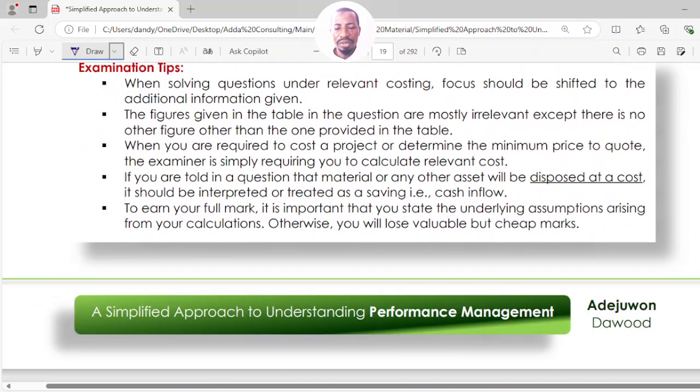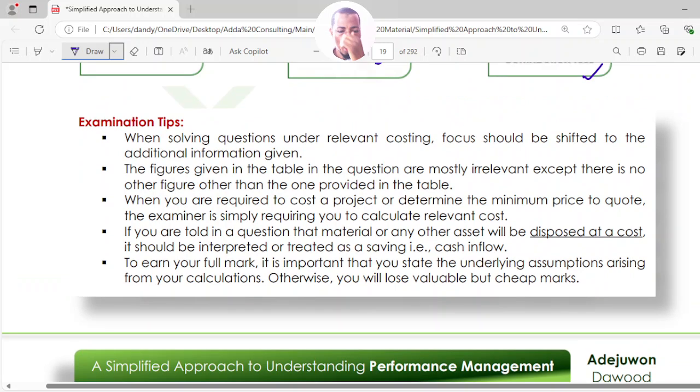So let me give you an exam tip that you need to take into consideration. Most often, different kinds of scenarios can be painted in relation to a relevant costing question, and you must understand the principle. Once you understand the principle, no matter how big the question is, you are going to arrive at the right answer. So the first exam tip is that when you are solving a relevant costing question, focus should be shifted to the additional information.